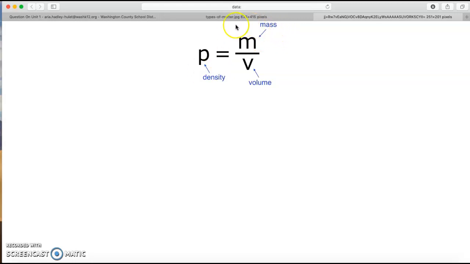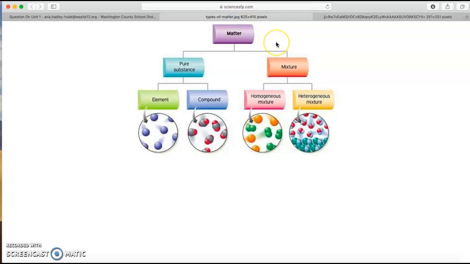The other item that I wanted to address was classifications of matter. Okay, so you need to be able to look at different types of matter and be able to tell me if it's an element, a compound, a homogeneous mixture, or a heterogeneous mixture. Okay. But what's the difference between all these items? Well, let's look at the atoms and the molecules that they're composed of.